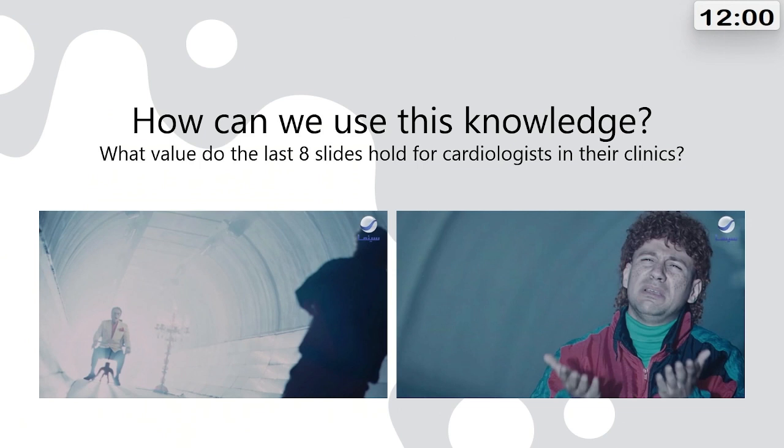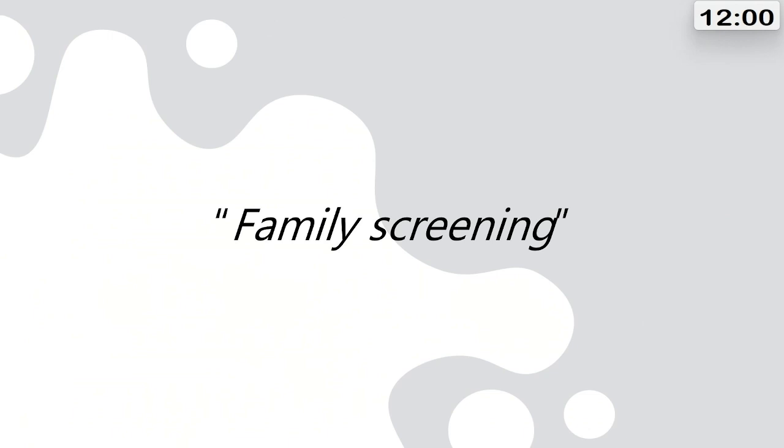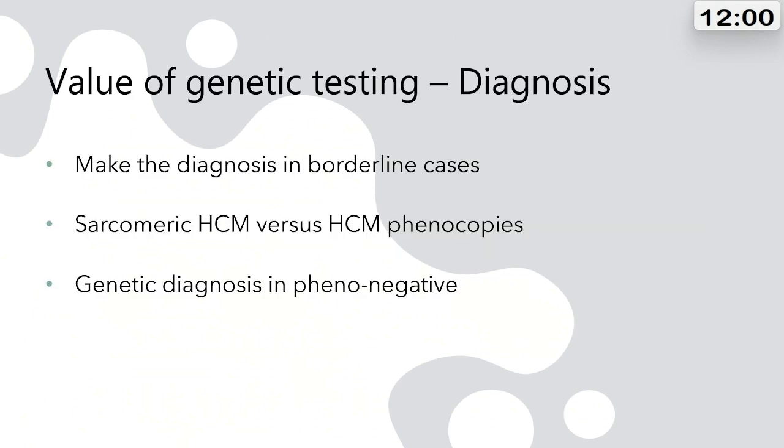So how can we use this knowledge in our daily practice? So the typical answer is just family screening, but actually it's much, much more than just family screening. We can use it in diagnosis, especially in borderline cases. If a patient has a 13 or 14 millimeter hypertrophy, this is not enough to diagnose HCM on its own. But if we have a genetic diagnosis, this is enough.